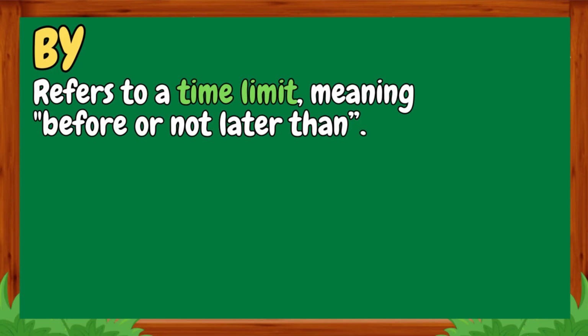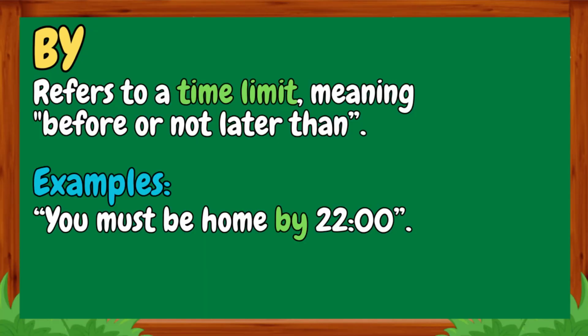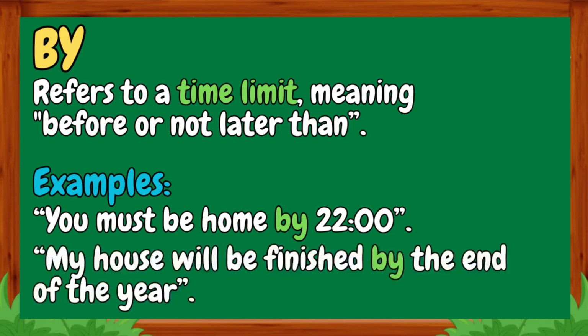I think this is now number 6 already. By refers to a time limit, meaning before or not later than. So when you have a deadline to achieve or do something, we can use this preposition. Let's explain it by looking at some examples. You must be home by 10 o'clock. My house will be finished by the end of the year. So we have a time constraint in which something must be done. Let's move on and look at the next preposition of time.